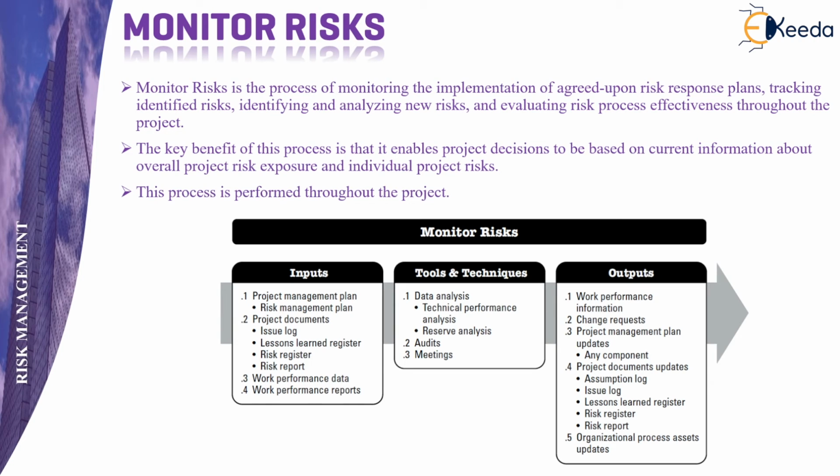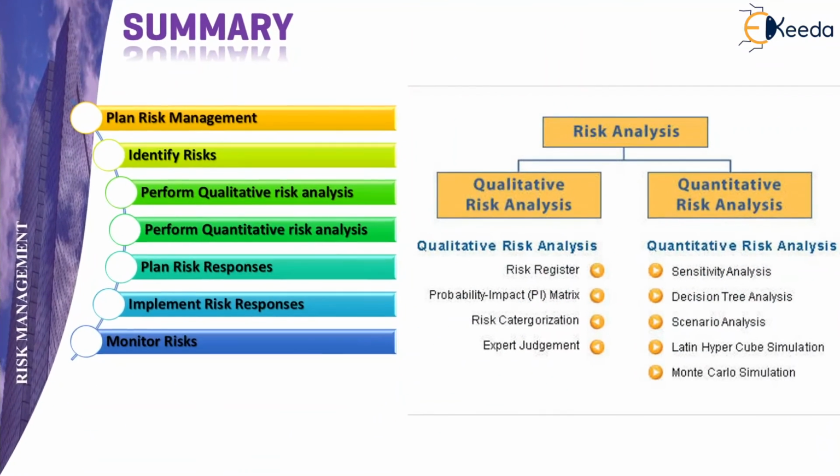Here, the inputs come from all other previous processes like the project management plan, risk management plan, project documents, work performance data, and reports. Tools and techniques involve audit of the risk register, meetings, and carrying out data analysis to check if there are any changes, and the output will be any kind of update to the project documents, to the organizational learning, to the project management plan. There can be change requests to manage those risks, etc.